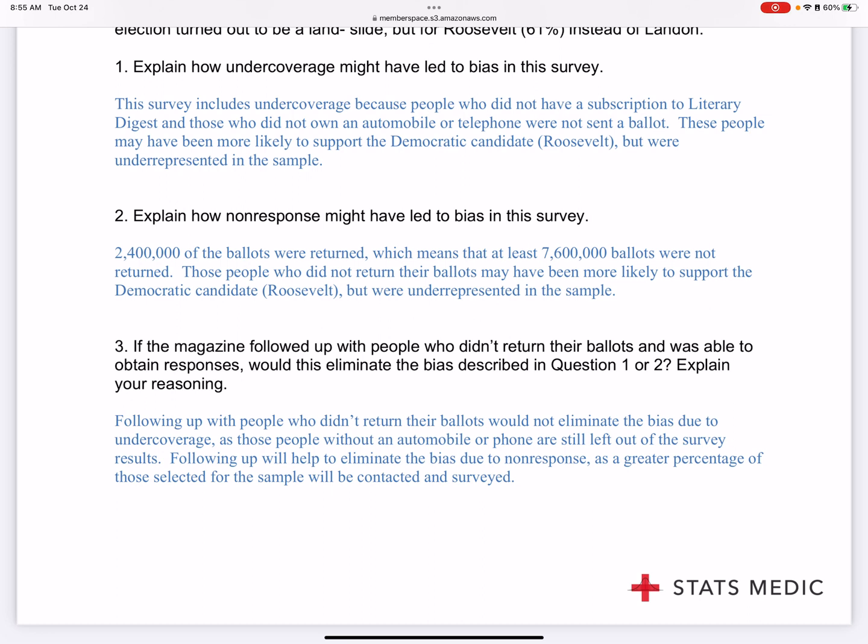Number 3, if the magazine followed up with people who didn't return their ballots and was able to obtain responses, would this eliminate bias? You can't eliminate bias, but you can reduce it, because following up with people would help reduce the non-response. You never can eliminate it completely, but you have a greater percentage. And your conclusion could only be about the people that had the magazine, not the entire population of the United States, because you still have undercoverage with the people in the United States that did not buy this magazine.